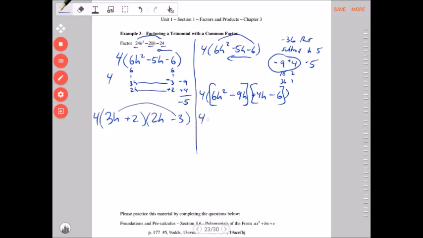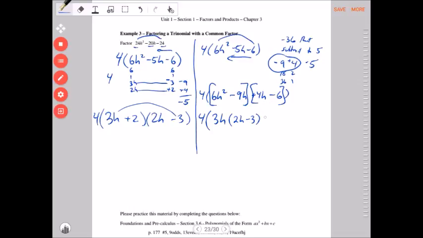So we get a 4, that's still there from the beginning. Now, 6H squared and 9H, there's a common factor of 3H. So 3H: 6H squared divided by 3H is 2H. Negative 9 divided by 3 is negative 3. H divided by H is nothing. Okay, and then 4H and then minus 6.